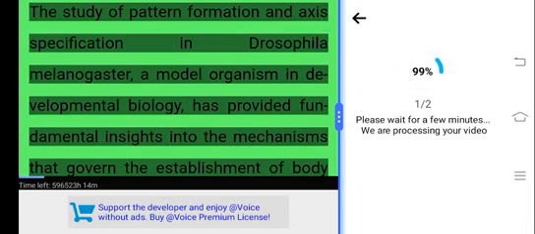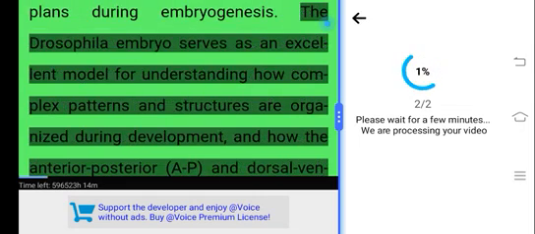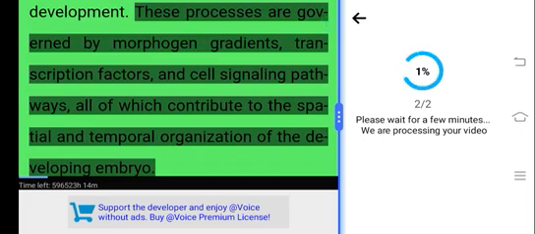The study of pattern formation and axis specification in Drosophila melanogaster, a model organism in developmental biology, has provided fundamental insights into the mechanisms that govern the establishment of body plans during embryogenesis. The Drosophila embryo serves as an excellent model for understanding how complex patterns and structures are organized during development, and how the anterior-posterior (AP) and dorsal-ventral (DV) axes are established early in development. These processes are governed by morphogen gradients, transcription factors, and cell signaling pathways, all of which contribute to the spatial and temporal organization of the developing embryo.